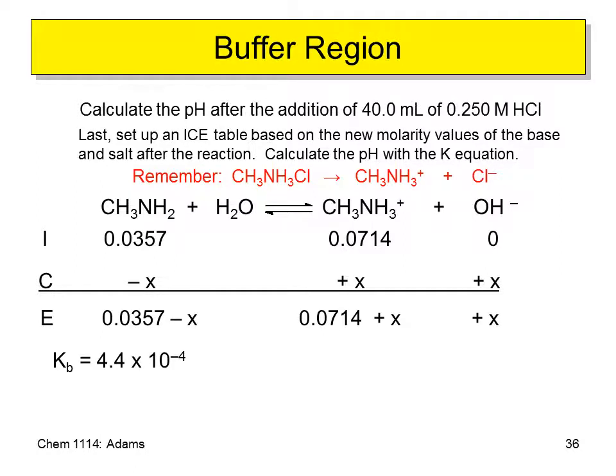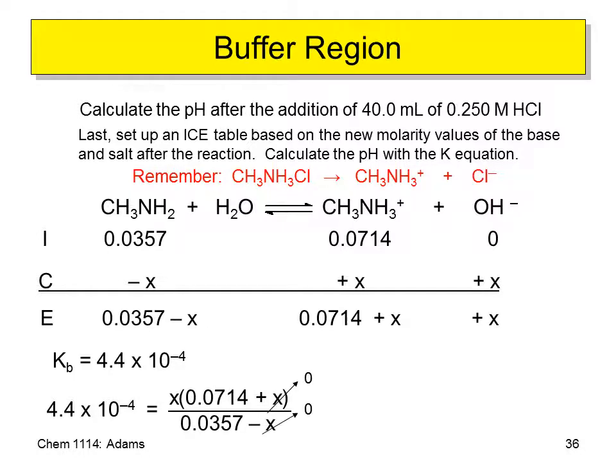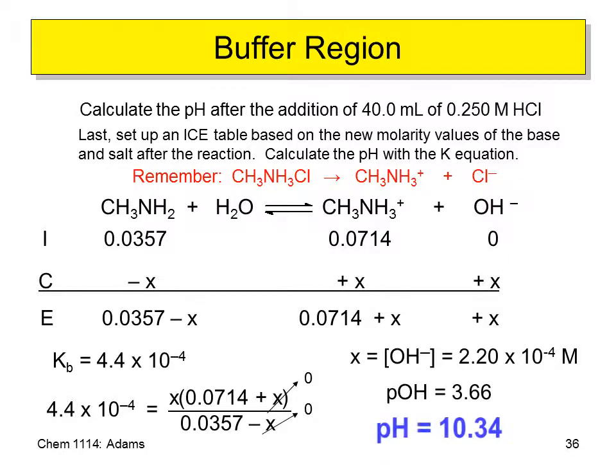Again, I'm still going to use Kb because I see OH minus in the products, and set that equal to the concentration of the products divided by the concentration of the reactants. I'm going to take the two small plus and minus x terms to 0 and solve for x, realizing that x is the hydroxide ion concentration. Taking the negative log of that, I get a pOH, and the difference from 14 is a pH.